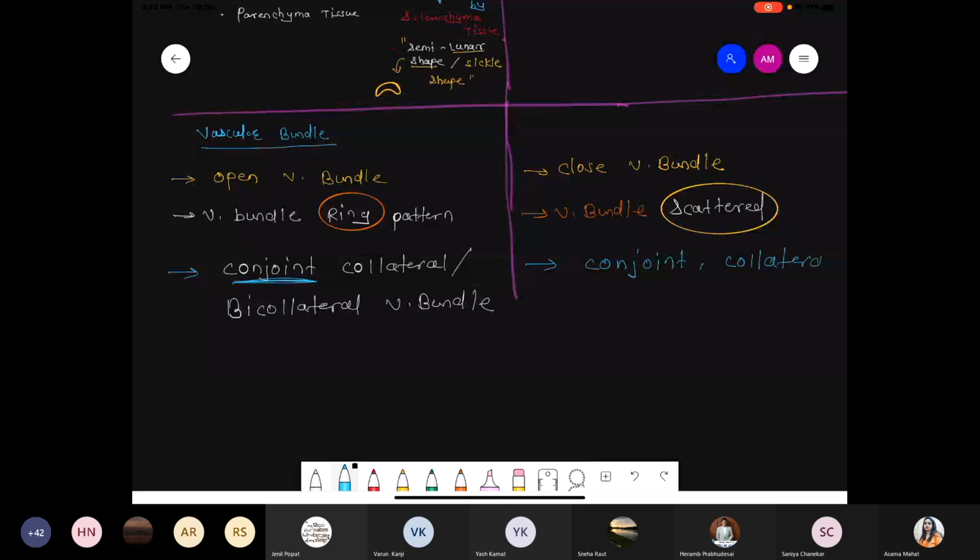So for this you have to refer to the previous notes also, okay? Because already we will discuss separately what is the meaning of collateral, what is the meaning of conjoint, bicollateral. So we'll discuss everything. Chalo. And the last point with respect to vascular bundle, that is shape. Whenever we are talking about the shape of that vascular bundle, basically they are having the wedge shape.